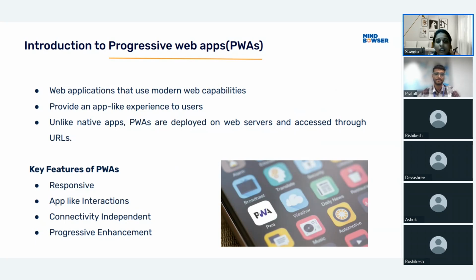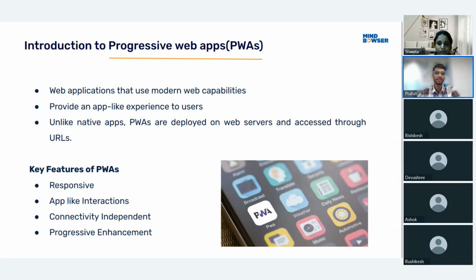Next up we have app-like interaction. So PWA provides smooth navigation, fast load time, and also engaging user interfaces, creating an experience similar to native app. A JSON file provides some metadata about the app, like the name, icons, and the start URL, and allows users to install the PWA on their home screen, giving it an app-like presence. Now, Praful will continue with the next part.